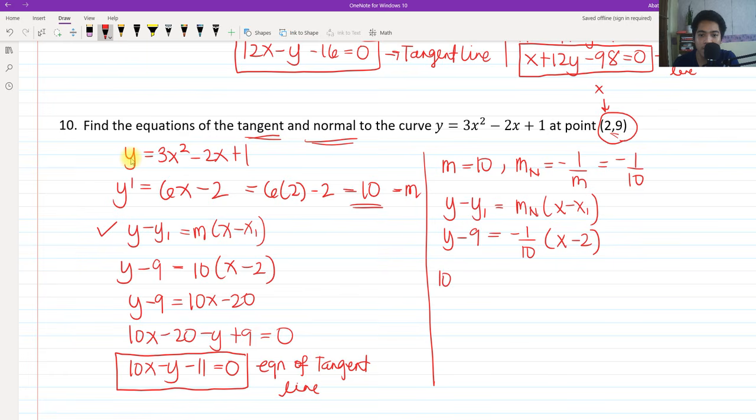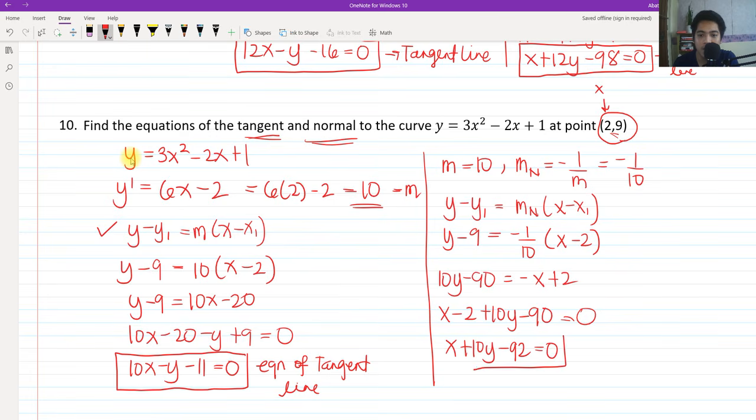So simplify, we have 10y minus 90 by multiplying 10 both sides. And this negative would be distributed here, negative x plus 2. So we have x minus 2 plus 10y minus 90 equals 0. So we have x plus 10y minus 92 equals 0. So this is now the equation of the normal line.